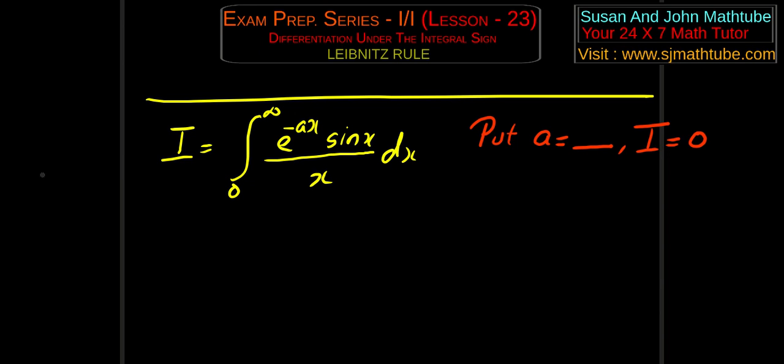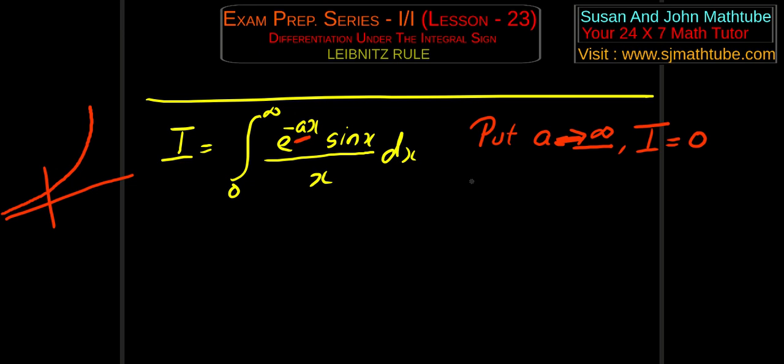Anyone? Come on, remember the hockey bat. E power minus infinity is 0, e power 0 is 1 and e power infinity is infinity. So what should I keep instead of a? Yeah, excellent. We can keep a as infinity.